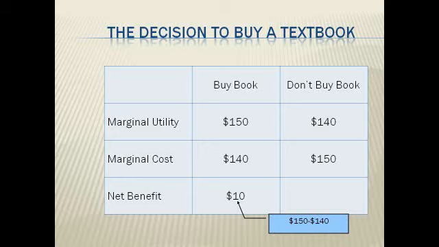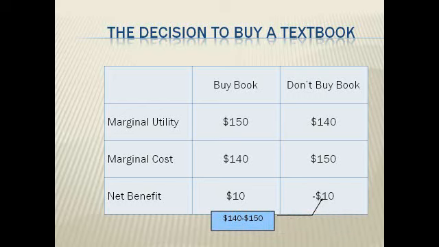As for the not buy the book alternative, we said that the marginal utility was $140. That was the money saved from not buying, while the marginal cost was $150. That was the happiness generated by the book that we won't get to read if we don't buy it. Thus, the net benefit for not buying is equal to $140 minus $150, which equals negative $10.